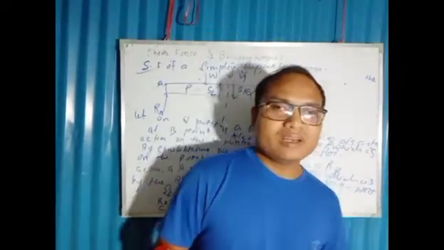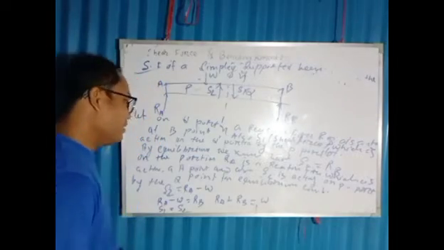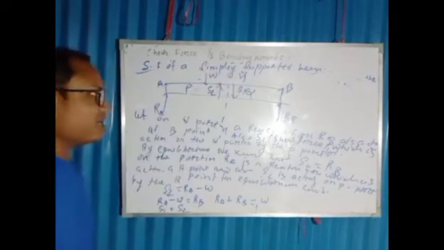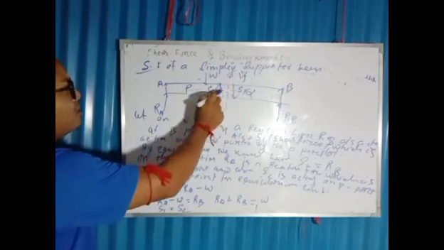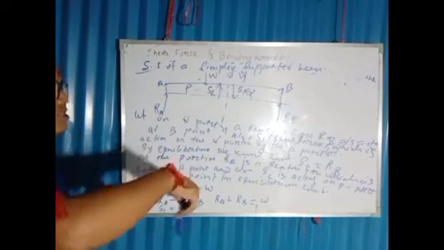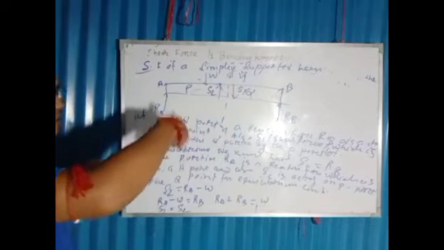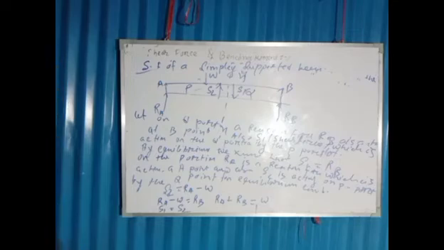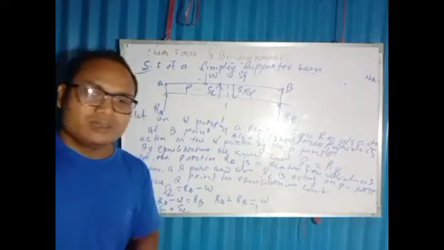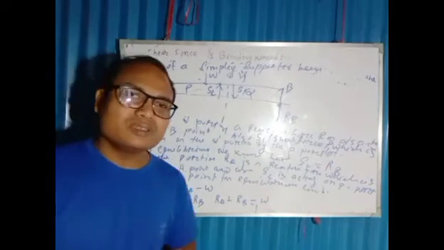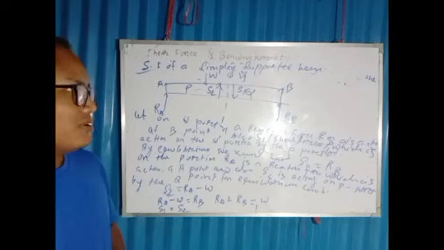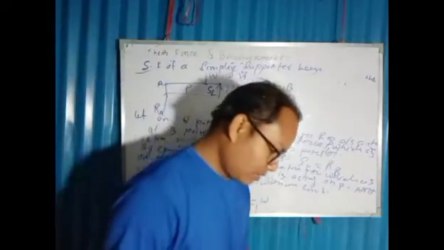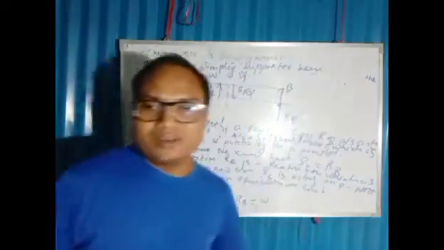Also S1 and S2 are equal, but in the opposite direction. S1 and S2 in magnitude are equal, but in direction they are opposite to each other. So from here we can understand the shear force at these sections is equal. Let's move on.